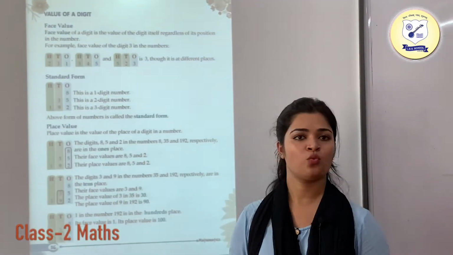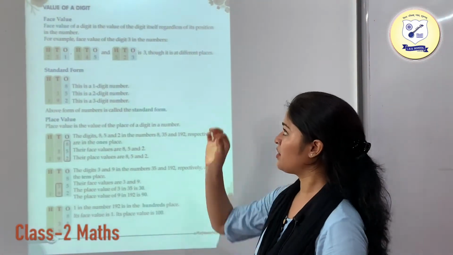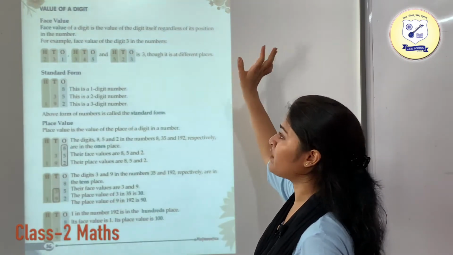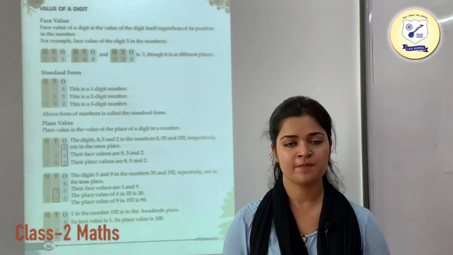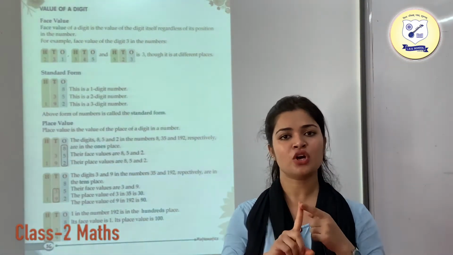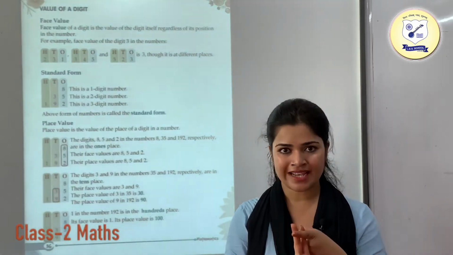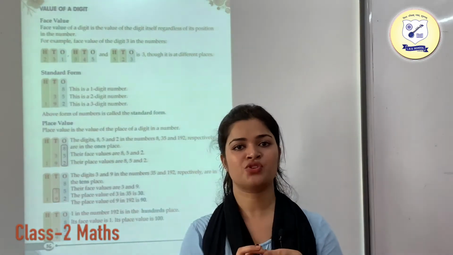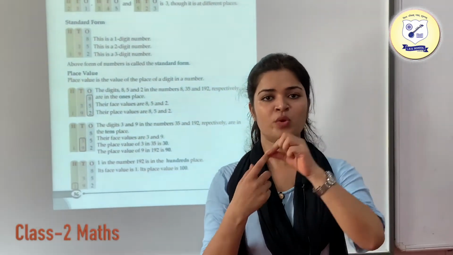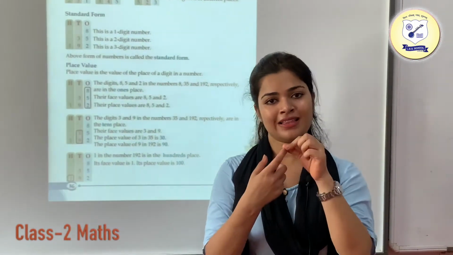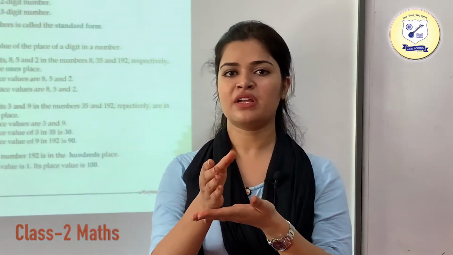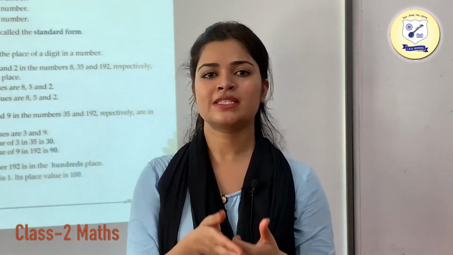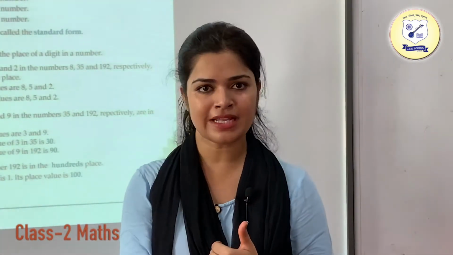Face values. What are face values? Face value of a digit is the value of the digit itself regardless of its position in the number. We have two things: one is place value, and the second one is face value. Place value shows you the position on which that digit is, and that represents the position. If the digit is written in the third place, then it is going to be your hundreds. If it is written in the second place, then it is going to be your tens.